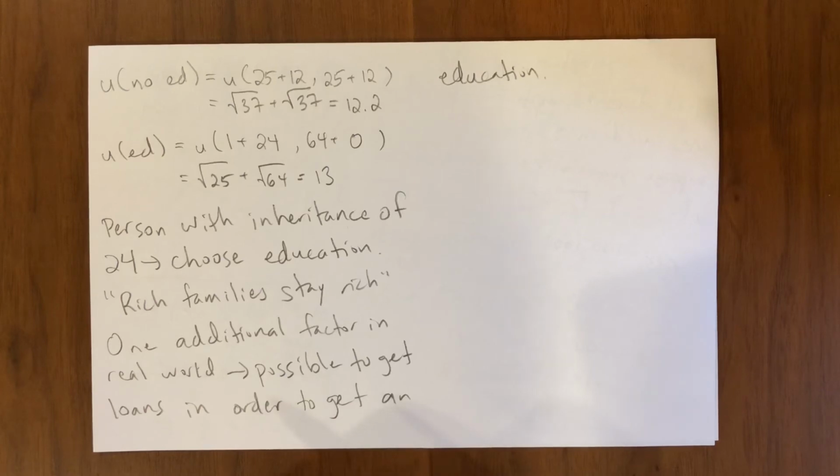Okay, so that's it for the lesson today. The main things that we focused on were about how people have preferences over time and about how those preferences over time can create a dynamic of persistent inequality from one generation to the next.